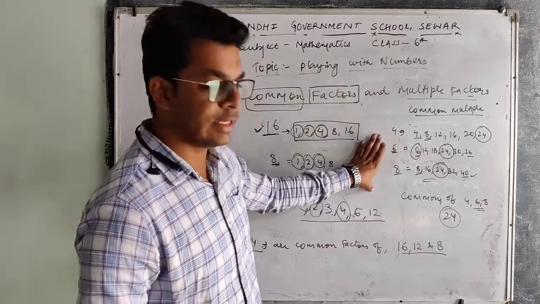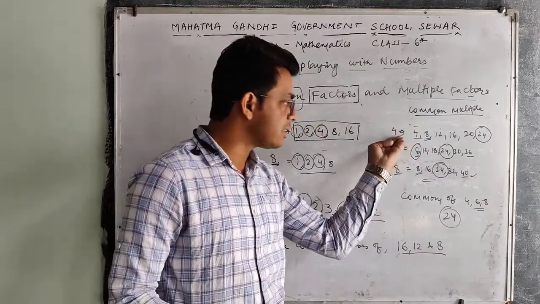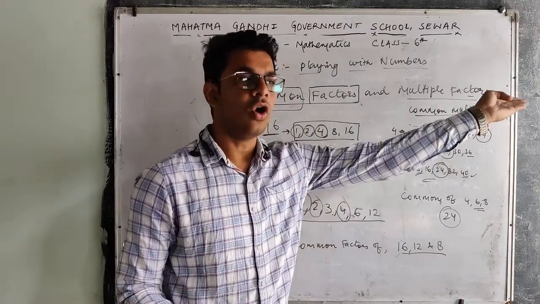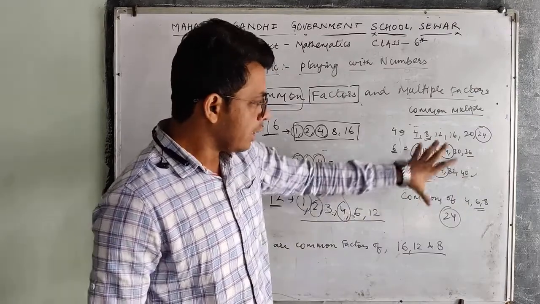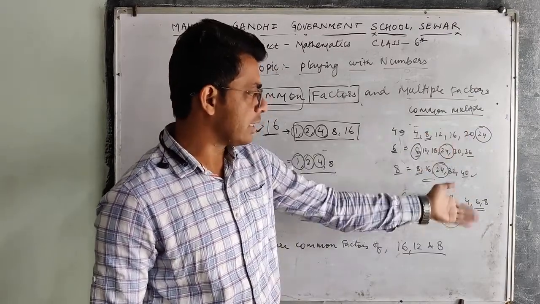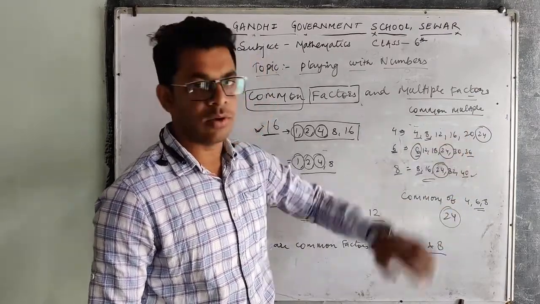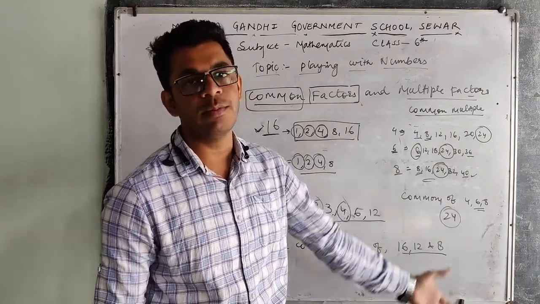If I extend the table of 4 up to 40 or further, up to 20 times, then more common multiples will come out. There can be more than one common multiple.